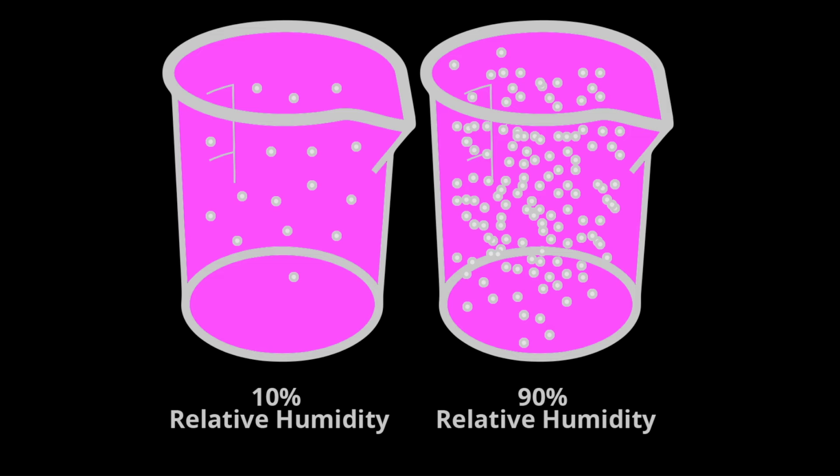So we can see 10% relative humidity in the beaker to the left, 90% relative humidity in the beaker to the right. You can see more water molecules are present within the right beaker here due to the increased relative humidity values.